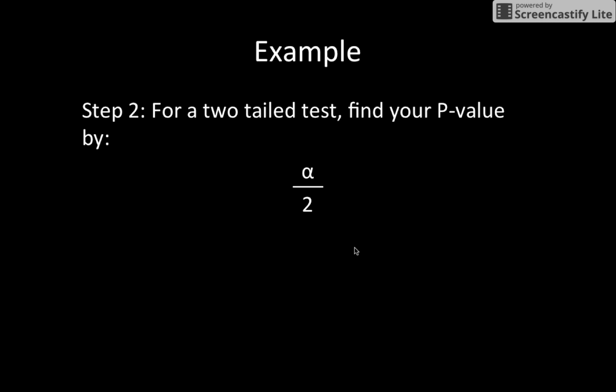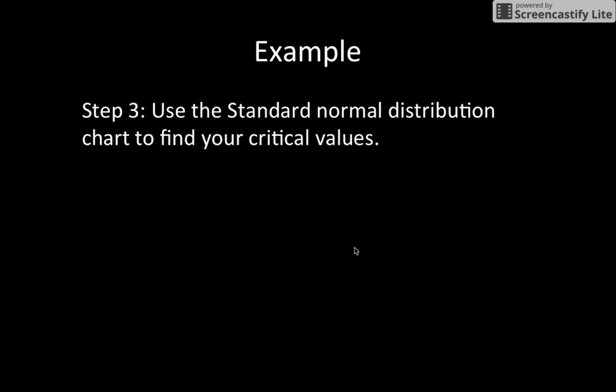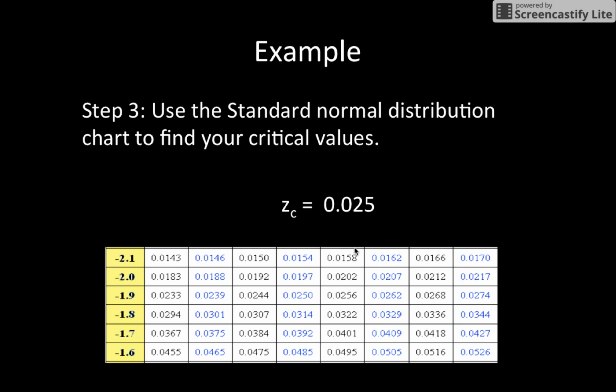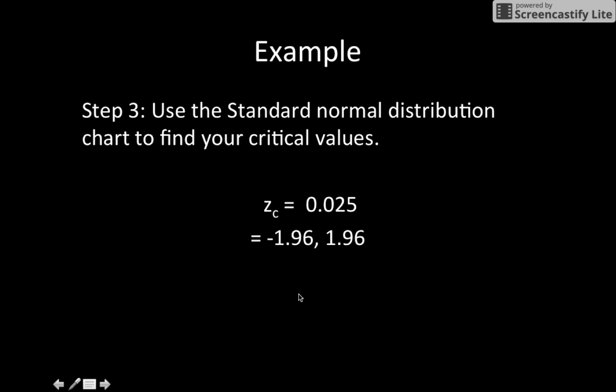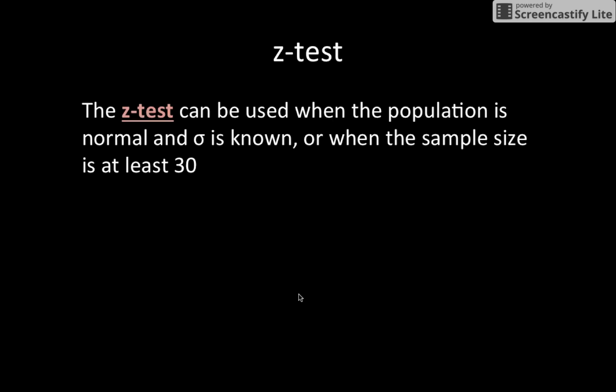For a two-tailed test, you find your critical area by doing alpha divided by 2. So 0.05 divided by 2 is equal to 0.025. Next you want to use your standard normal distribution chart to find your values. I didn't put the whole chart in because I couldn't find one small enough, so 0.025 is located here, so it's going to be negative 1.9, and your top value is 6. So you're going to have a negative 1.96 and a 1.96.